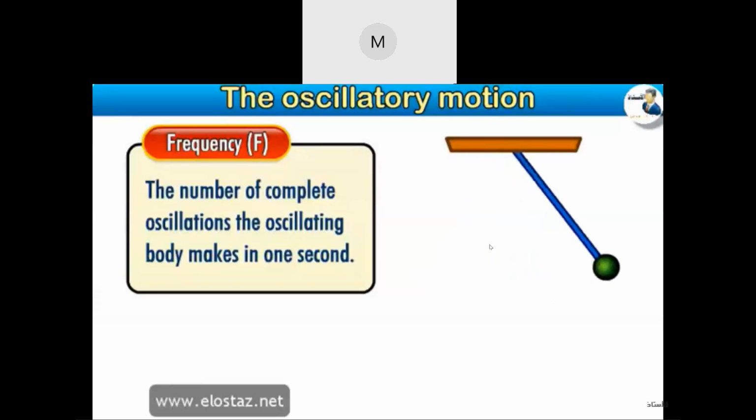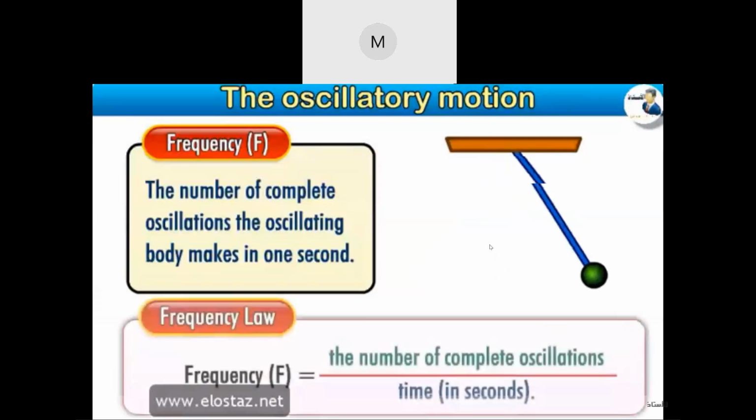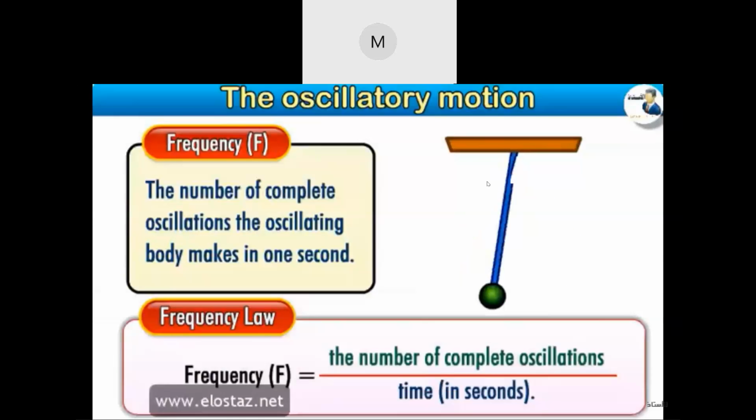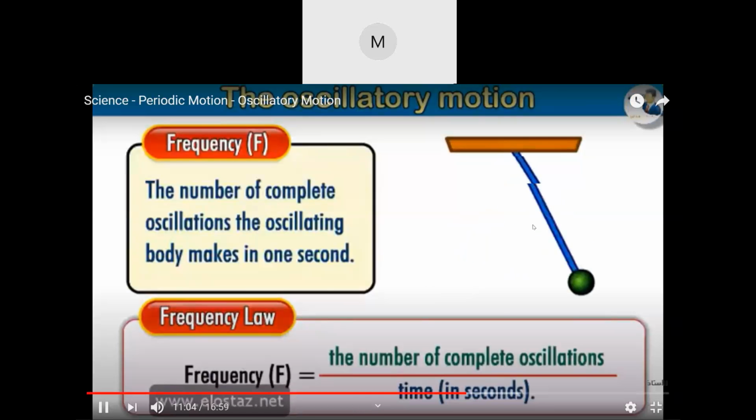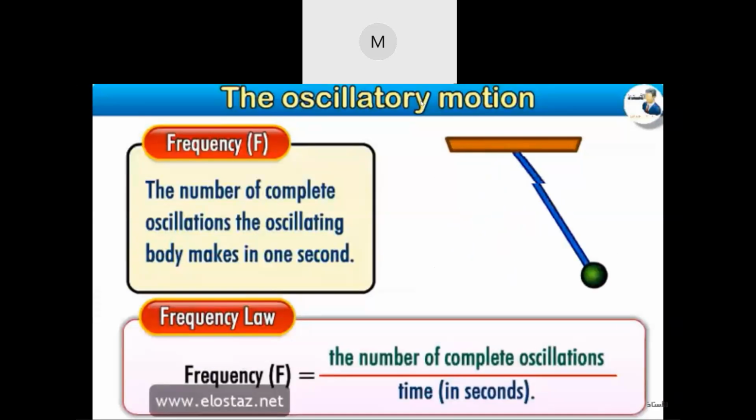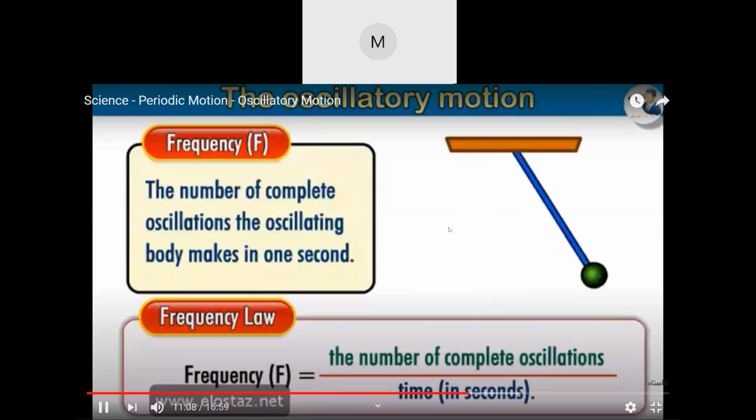Drawing on the definition of frequency, we can define the frequency law. Frequency law is frequency, F, equals the number of complete oscillations over time in seconds. This means that time has to be measured in seconds, and if we are given time in minutes or hours, we have to convert it into seconds.